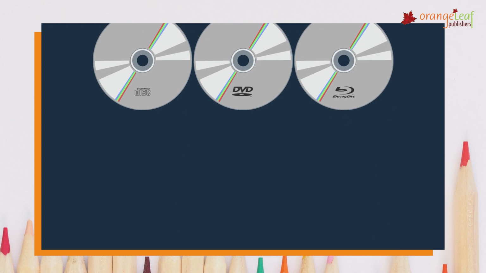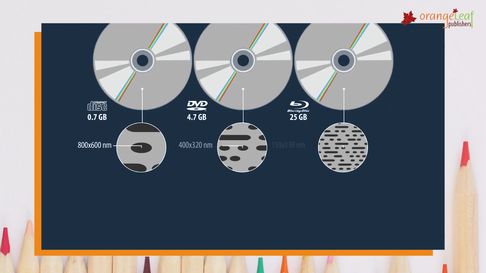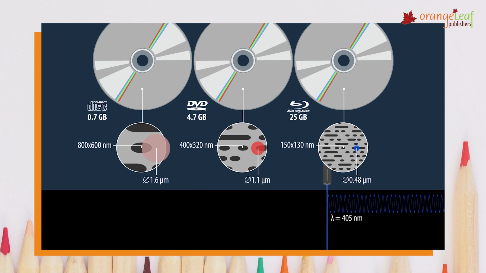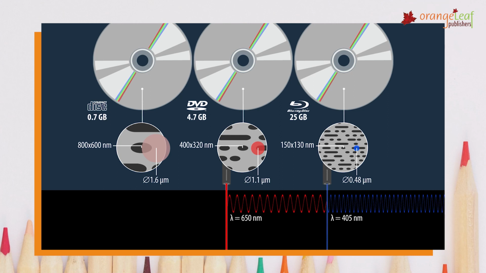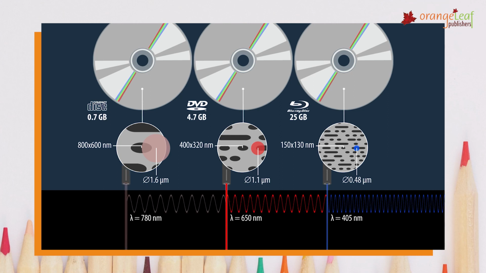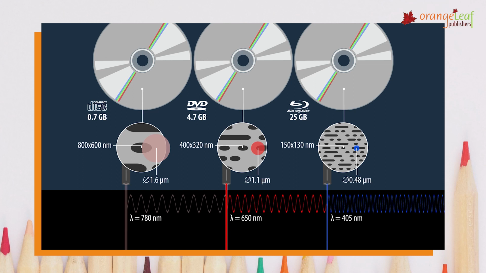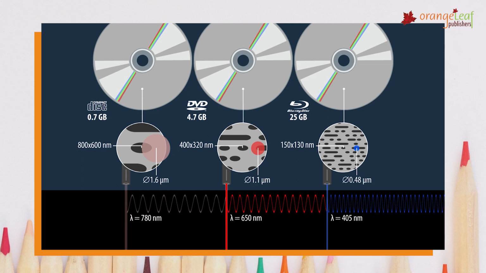The maximum amount of data that can be stored on a DVD is 4.7 GB, while the maximum amount that can be stored on a Blu-ray disc is 25 GB. When placed into a Blu-ray reader, a Blu-ray disc will begin to function properly.